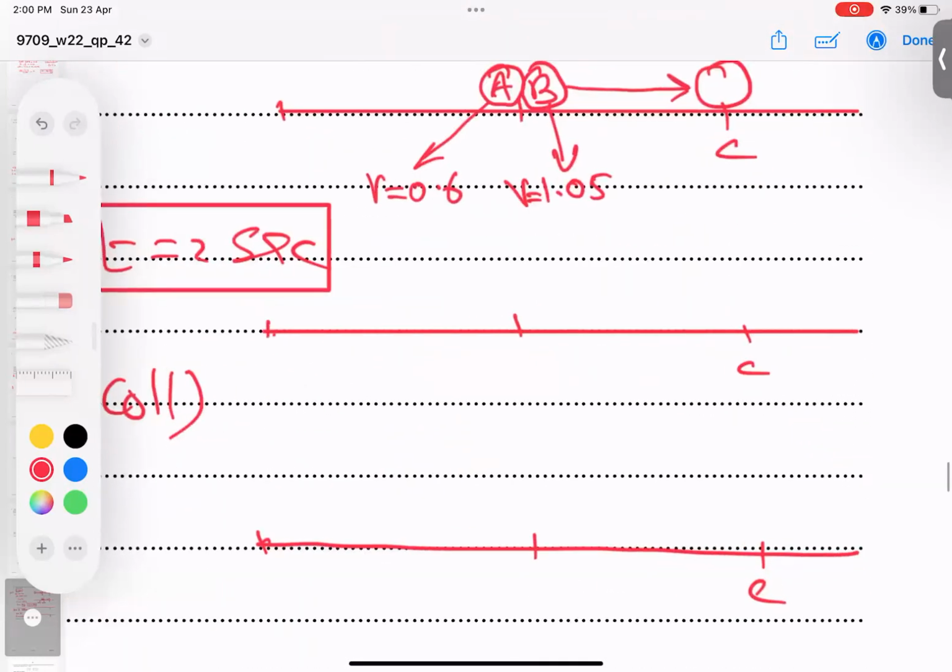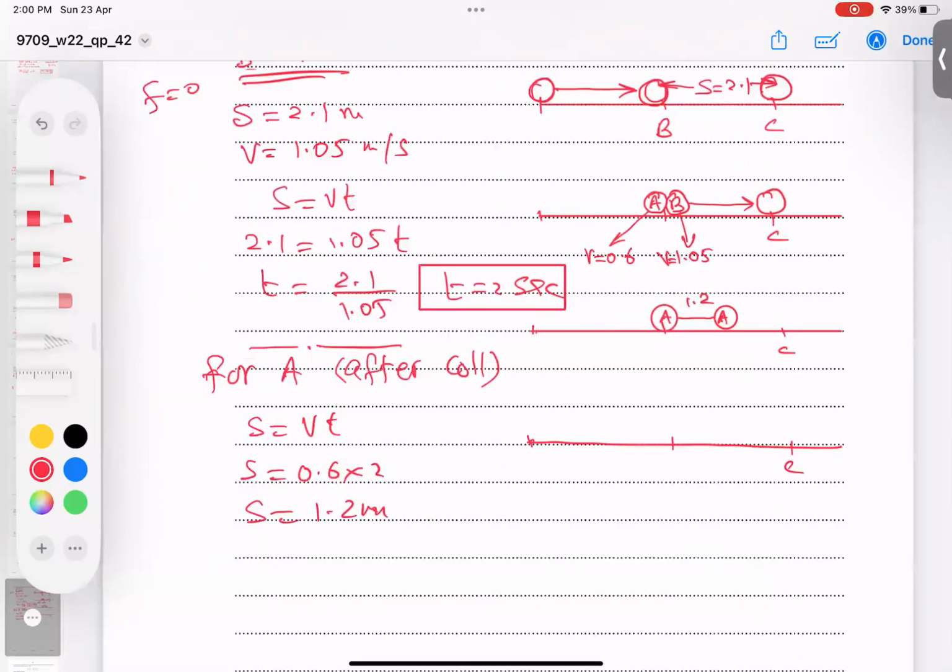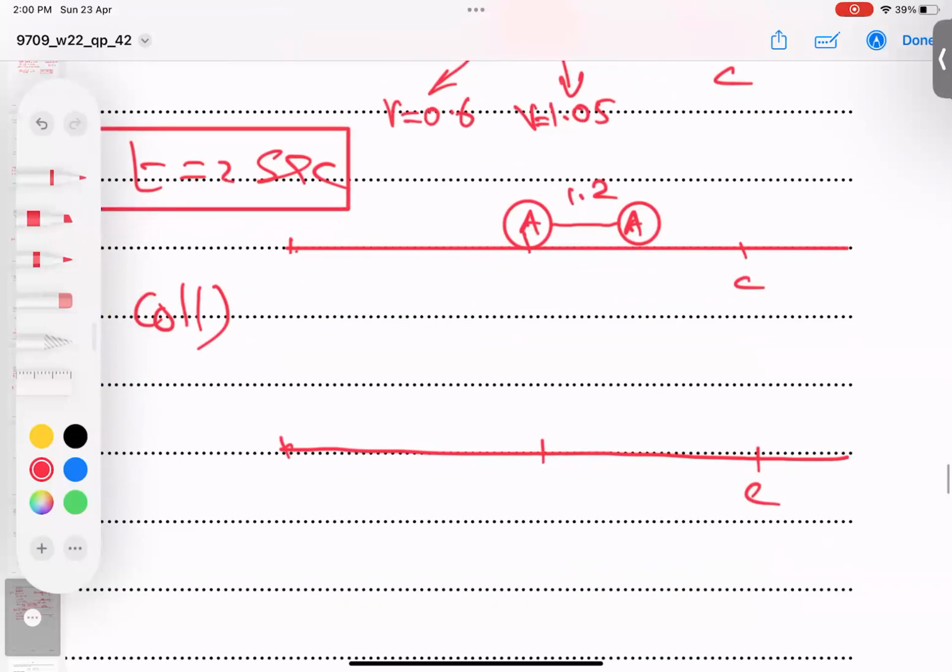Let me show you that A is here first. A traveled from here, and how much did A travel? This A traveled 1.2 meters in those 2 seconds. And how much is left behind? It means A is at the current situation, here. A is here.